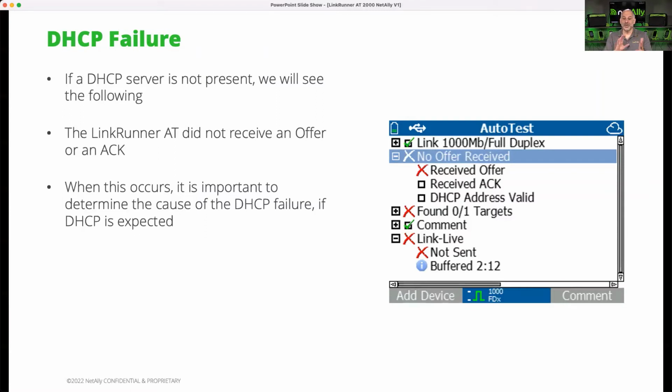So what I need to do is figure out, hey, which one is it, right? So the first thing I would do is I would go check my DHCP pool and see if I'm out of addresses. And if I am, I got to go fix that. If I'm not, then I would look at the path between the LinkRunner AT and the DHCP server.